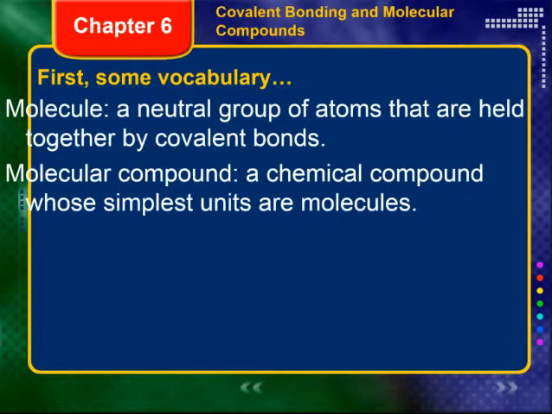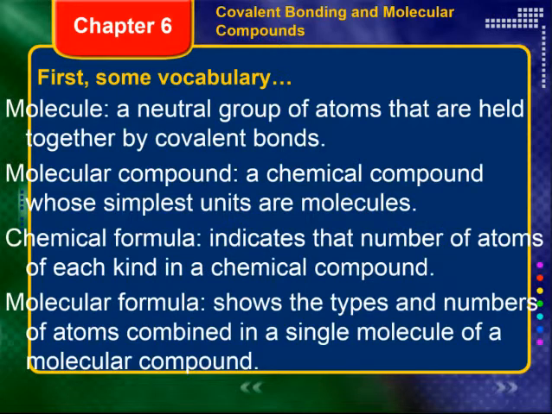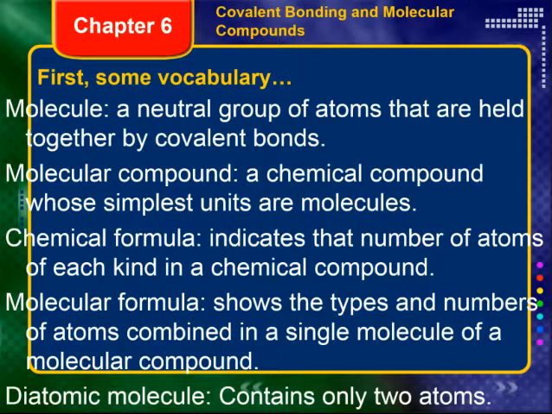So let's start off with a few different terms. First, let's look at molecule. Molecule is a neutral group of atoms that are held together by covalent bonds. So when we say molecule, we are actually not just saying a group of atoms bonded together. We're saying a group of atoms covalently bonded together.